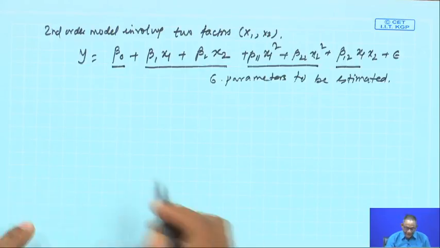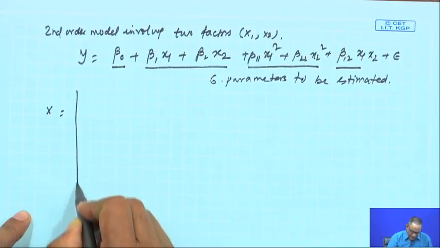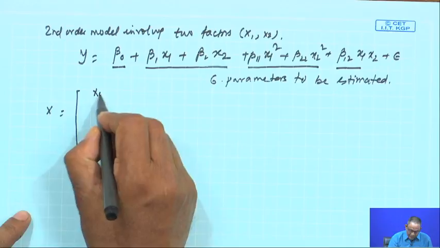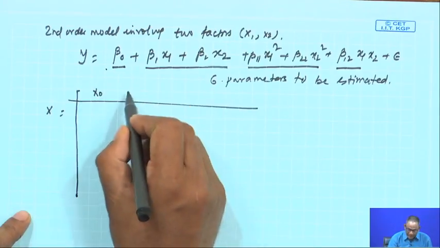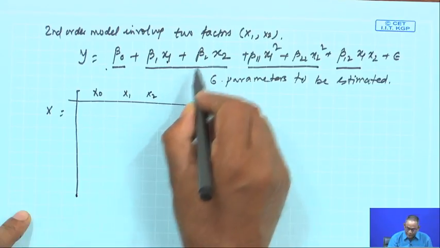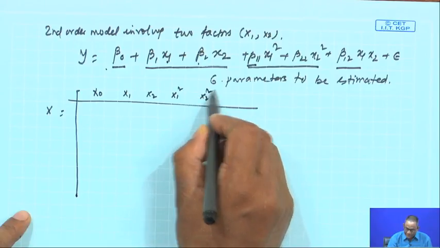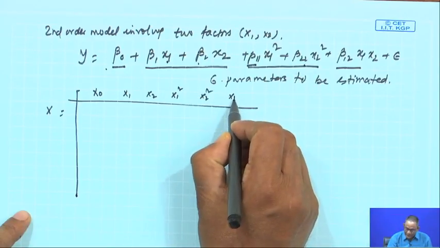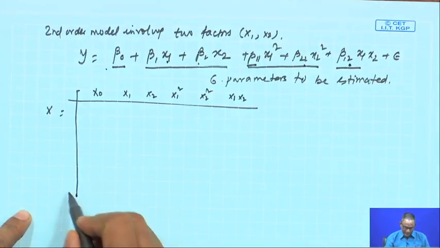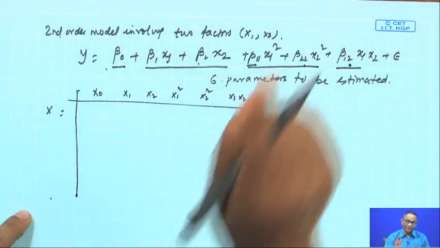So, what is your design matrix? Design matrix is X. So, what do you require? You have to write it first x 0, that is for beta 0, then x 1 for beta 1, x 2 for beta 2, then x 1 square for beta 1 1, x 2 square for beta 2 2, and x 1 x 2 for beta 1 2.